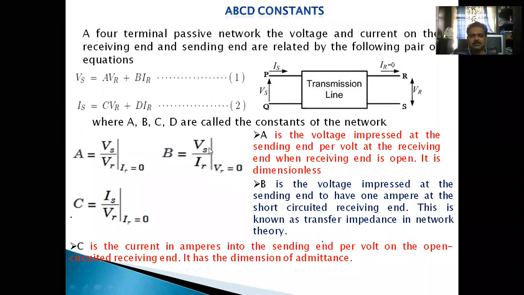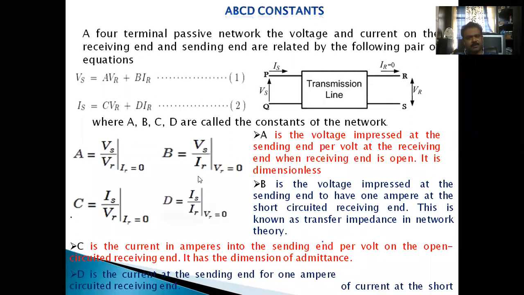So impedance dimensions, the units for this is ohms. This is also called the transfer impedance, V2 by I1 or I1 by V2. So that is termed as transfer, so here it is called the transfer impedance.